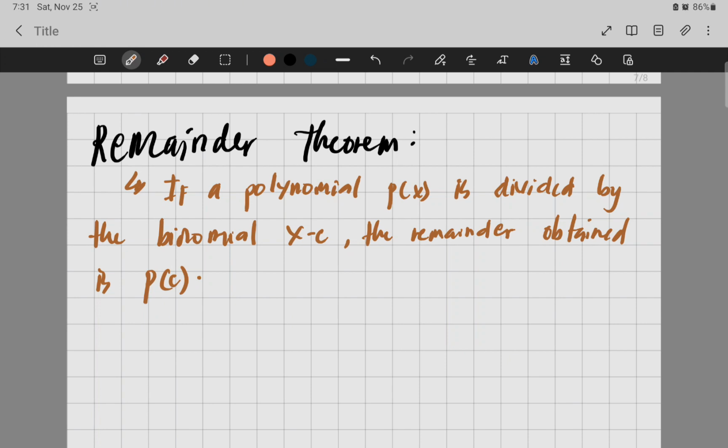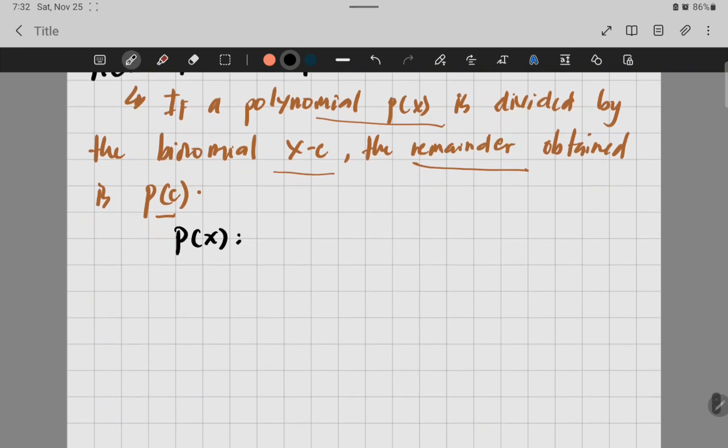So if we are going to explain the remainder theorem, if you have a dividend in the form p of x and your divisor is in the form x minus c, the remainder is equal to p of c. So, ibig sabihin, you have to first obtain the value of your c and substitute it to your polynomial p of x. Okay, so let me give you an example of how we illustrate the remainder theorem.